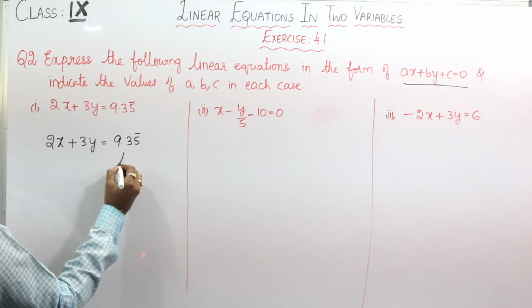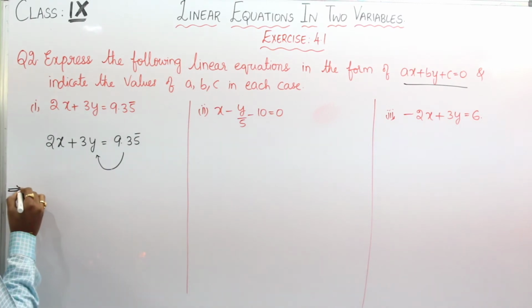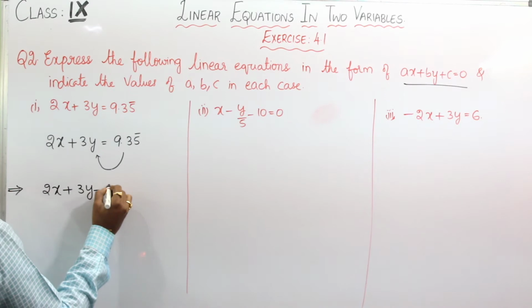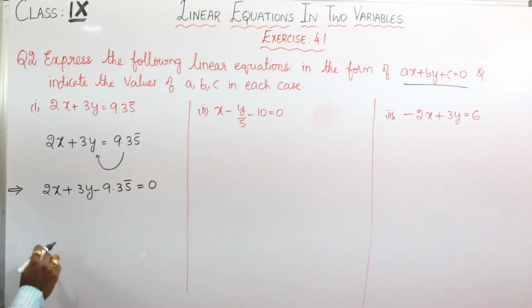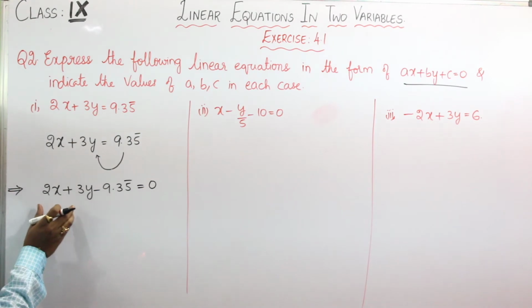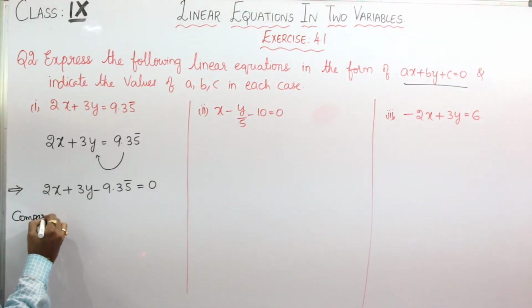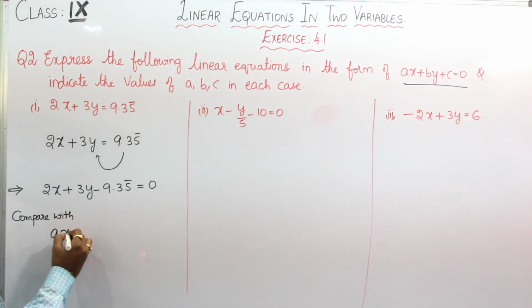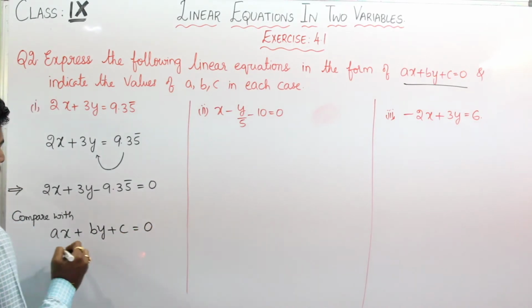Now shift this 9.35 bar to the left hand side, then this equation will become 2x plus 3y minus 9.35 bar is equal to 0. So this is the standard form, right? Compare with the standard form, that is ax plus by plus c is equal to 0.